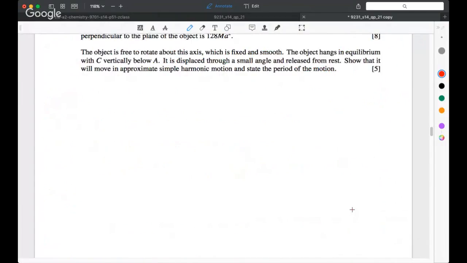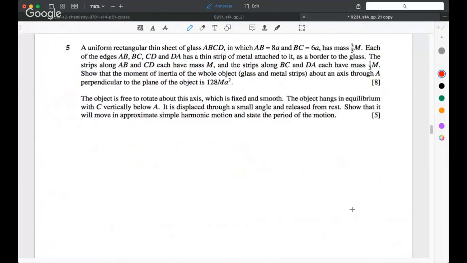Question 5. A uniform rectangular thin sheet of glass ABCD, in which AB equals 8A and BC equals 6A, has mass 3/5 m. Each of the edges AB, BC, CD, and DA has a thin strip of metal attached to it as a border to the glass. The strips along AB and CD each have mass m, and the strips along BC and DA each have mass 1/3 m. Show that the moment of inertia of the whole object, glass and metal strips, about an axis through A perpendicular to the plane of the object is 128 ma squared. Well, let's just see how it would look.